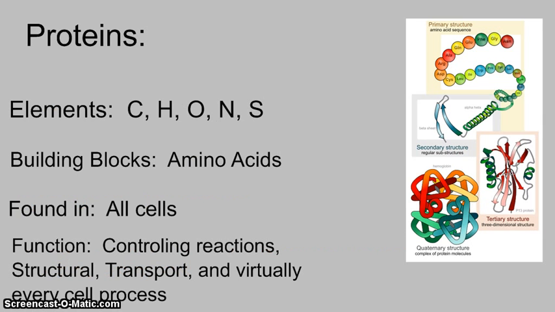And finally, our friend proteins. Proteins are made up of the elements carbon, hydrogen, oxygen, nitrogen, and sulfur. Their building blocks are called amino acids. As many of you might have heard in your everyday life, amino acids come up time and time again. Basically, they're found everywhere we see living things. They're found in all cells. They have lots of different functions. Virtually every cell process has a protein that's involved in it.